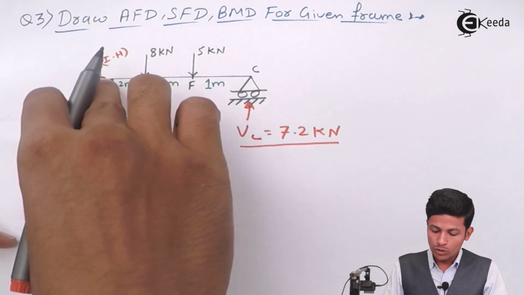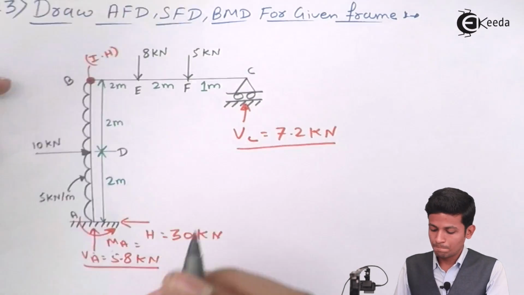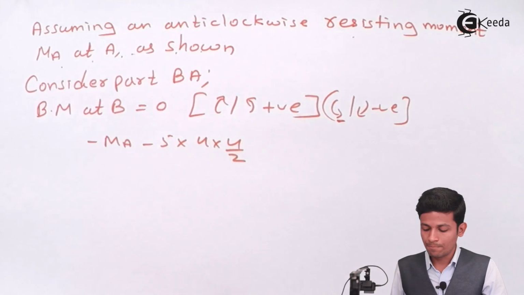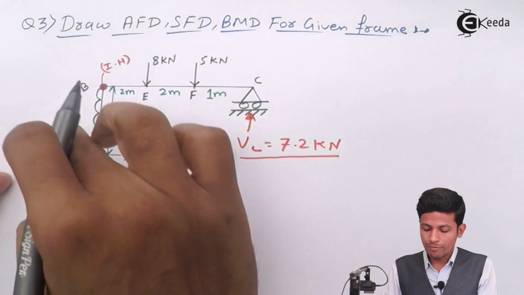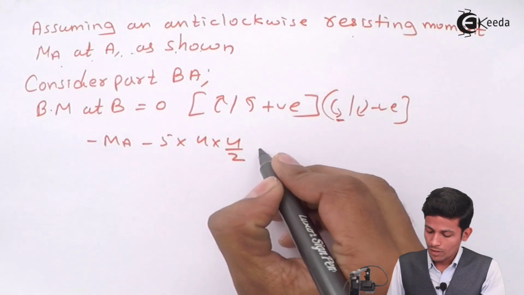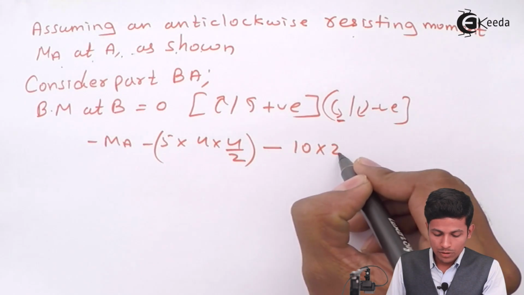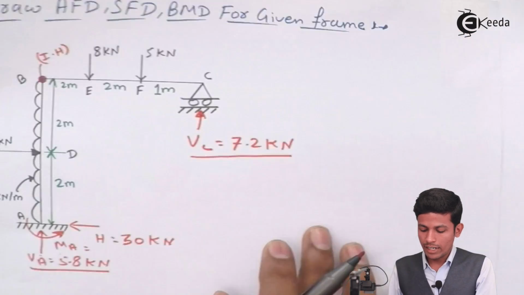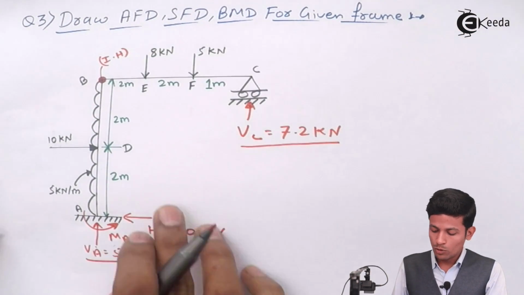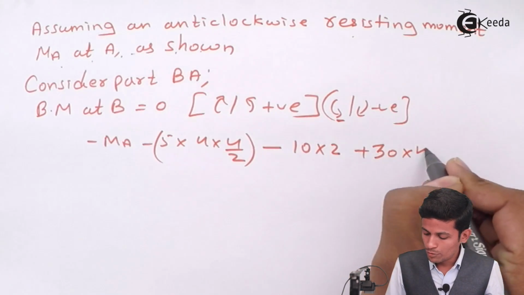After that, this UDL will also go minus 5 into 4 into 4 by 2. Now this minus 10 into 2. After that, this 30 will go plus 30 into 4, this distance, plus 30 into 4 equal to 0.